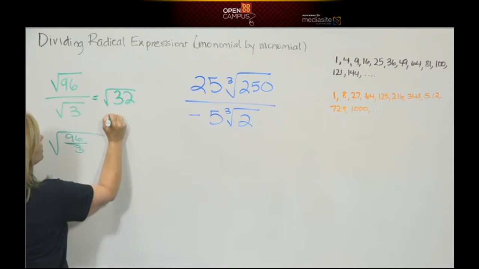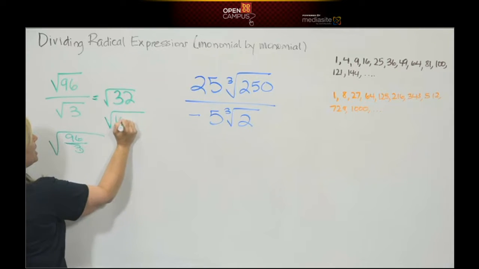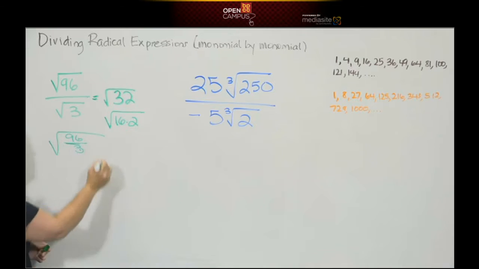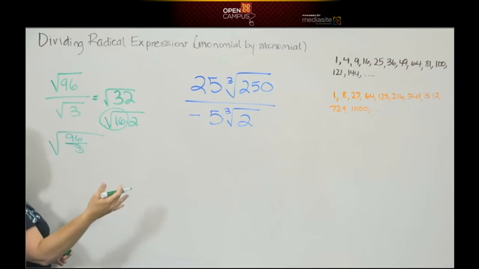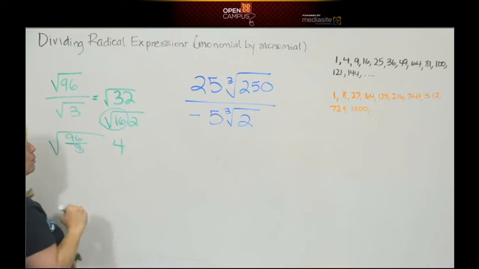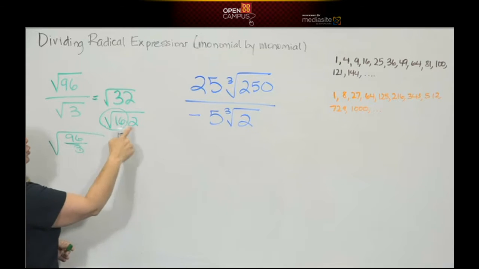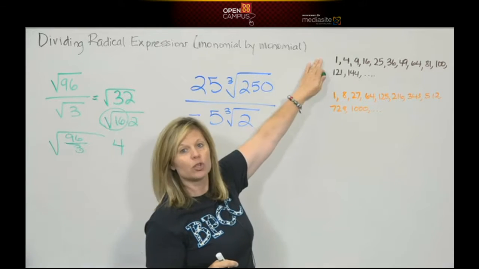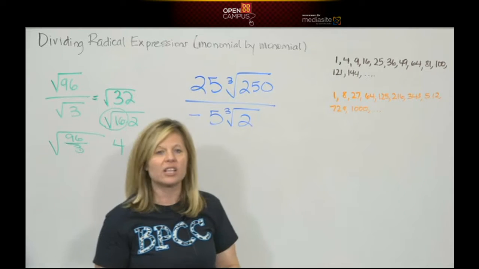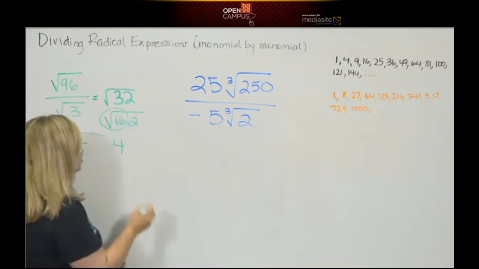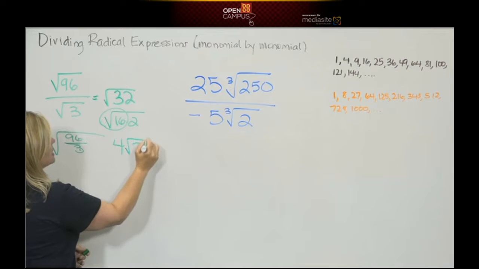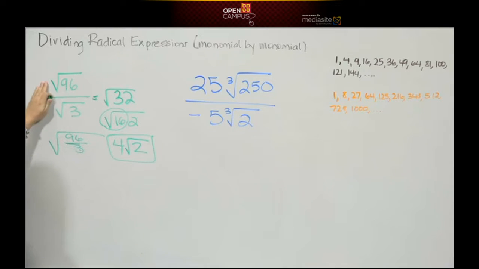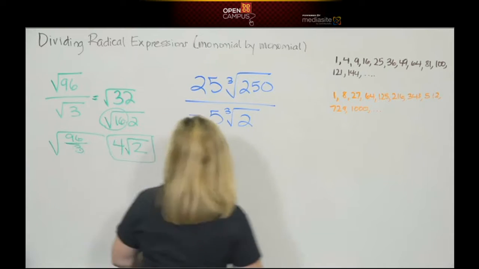So we're going to rewrite this as the square root of 16 times 2. We all know the square root of 16 is 4, so we did that operation and the 4 comes out. Can we square root 2? Well, no. 2 is not a perfect square. It's not on the list. And 2 is prime, it's in lowest terms, so it has to stay inside. So the square root of 96 divided by the square root of 3 is 4 times the square root of 2. Okay? Now this works for any root.